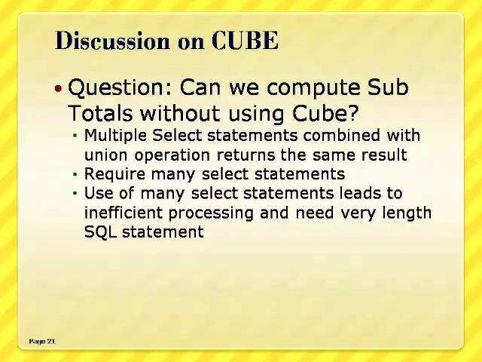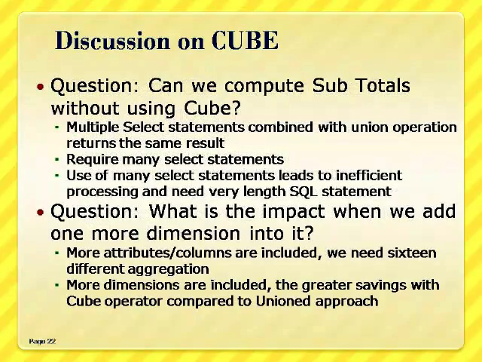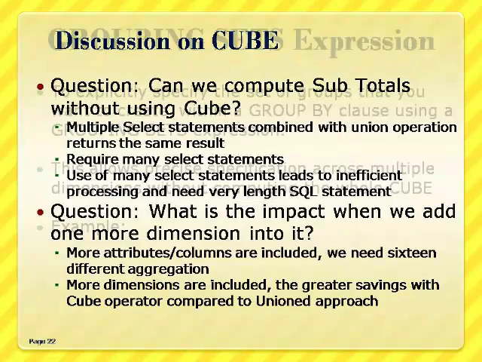So, many select statements yield inefficient processing and very lengthy SQL statements. Consider the impact of adding just one more dimension when calculating all possible combinations. It increases the number of select statements to 16. The more columns used in the cube clause, the greater the savings compared to the union all approach. This is the advantage that we get using the extensions of group by statements, namely roll-up and cube.